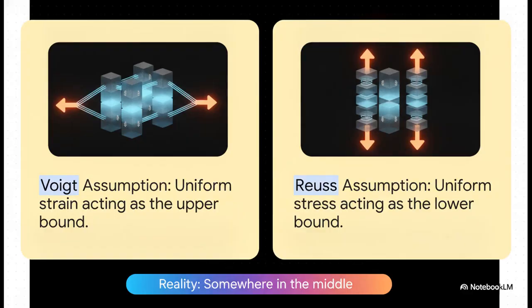Traditional orientation averaging methods often rely on either the Voigt assumption, which provides an upper bound on stiffness, or the Reuss assumption, which provides a lower bound. Let me explain these bounds because they're absolutely foundational. The Voigt interaction assumes every single fiber experiences the exact same uniform strain, kind of like parallel springs. It's very stiff, the absolute upper limit. The Reuss interaction, on the other hand, assumes every fiber experiences the exact same uniform stress, like springs in series. This is much more compliant, giving us the absolute lower limit. But reality, as always, sits somewhere in the middle.